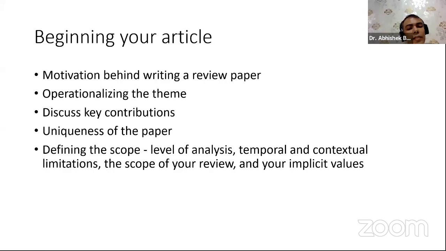The second thing, what I mentioned earlier also, is operationalizing the theme. It basically says that if I want to write a paper on artificial intelligence, what do I mean by artificial intelligence in my paper? So define that. There could be multiple definitions that people would have quoted. Try to summarize those definitions, or only write the prominent definition published in top journals, and say that this is how my scope is.